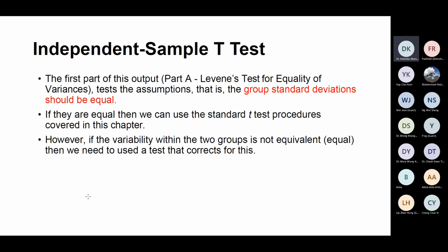So again, when we want to interpret the result of the independent sample t-test, we look at the first part of the output, Part A, the first column, the Levene's test for equality of variances, which tests the assumption that the group standard deviations should be equal. If they are equal, then we can use the standard t-test procedure covered in this chapter. However, if the variances within the two groups are not equal, then we need to use a test that corrects for this.